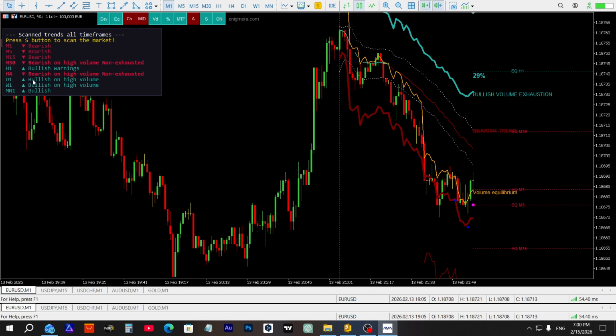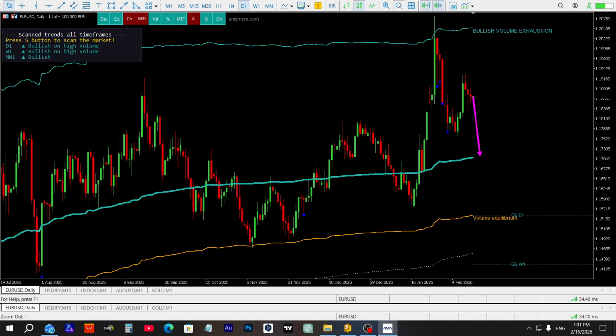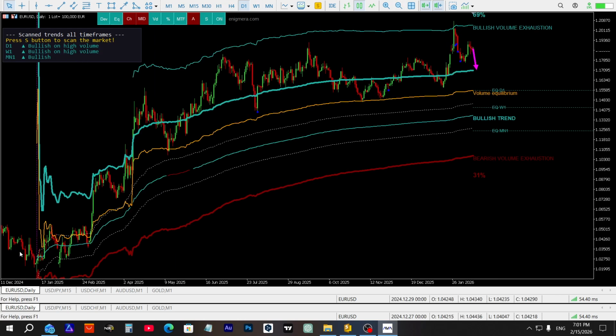Okay, let me show you, for example, the daily, where we got bullish on high volume. Daily. This is our daily chart. What we got here? Bullish market. The market reached here the first exhaustion. After that reached the second exhaustion. We got high volume in this trend, but the first exhaustion line already surpassed and is not that interesting for us.